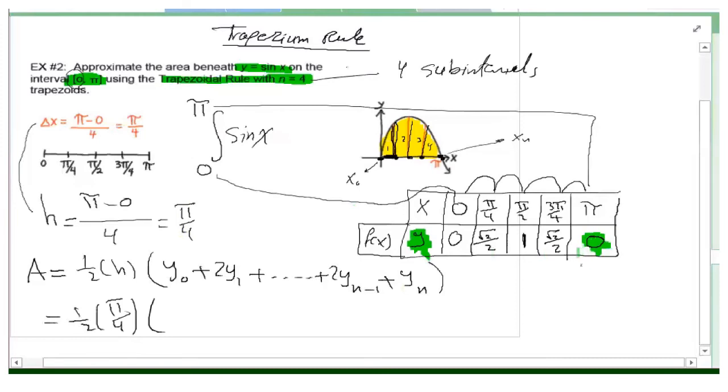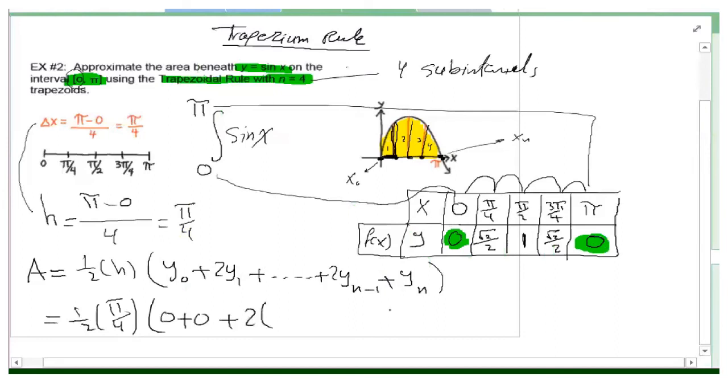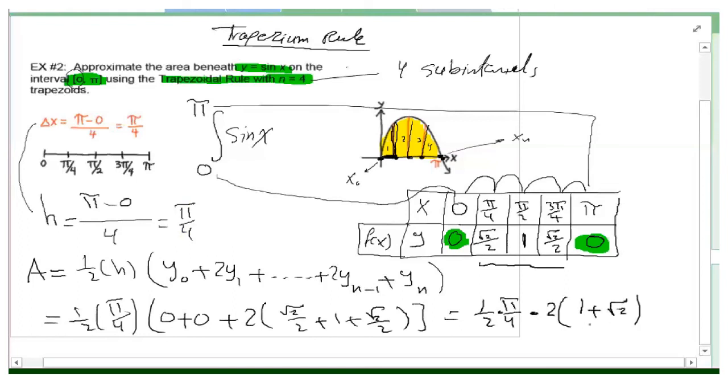Again, I made the same mistake again. 0 and 0. Then 0 plus twice the values between them, which is root 2 over 2 plus 1 plus root 2 over 2, which is equal to half pi over 4 multiplied by 2 multiplied by 1 plus root 2.